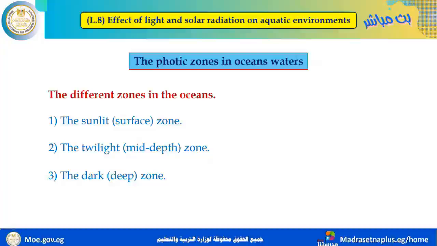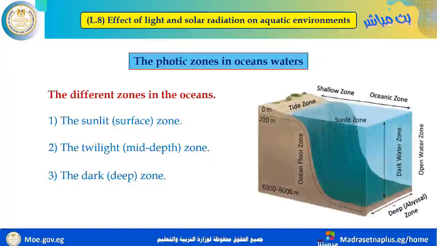Okay, and this diagram shows the different zones in the ocean, which are called the photic zones. Called by what? Yes, photic zones. The sunlit zone, the twilight zone, and the dark zone. And don't forget, for every zone, there are special creatures that can adapt and live in this zone. Okay, and we are going to study that in the next part.